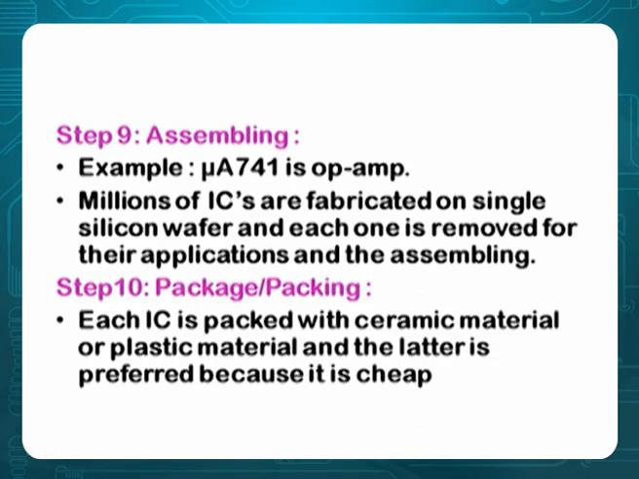Step 9. On a single silicon wafer, or on a single silicon substrate, we make millions of ICs. For example, 741, µA741 is an op-amp. So don't think each one is made one by one. On a single silicon wafer, lakhs of ICs or millions of ICs are made, and all those ICs now should be removed so that each one can be used. And the process of removing them is called assembly.